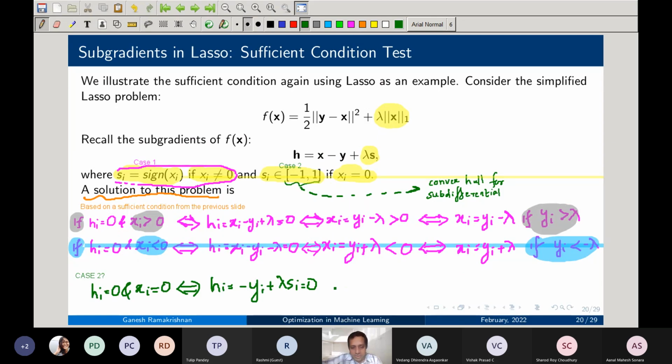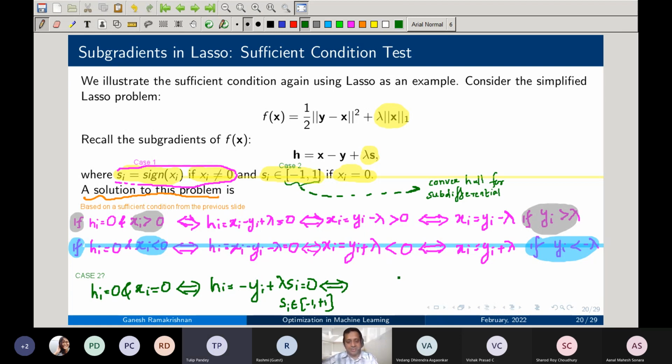Okay, going back here. So what will this turn out to be? You'll just get hi to be 0. Yes, somebody wants to say something. This is si. Yes, somebody wanted to say something.